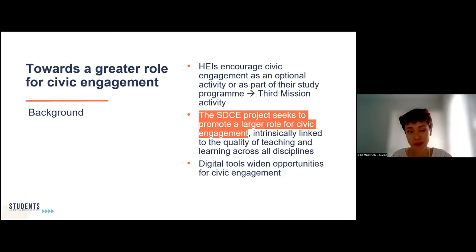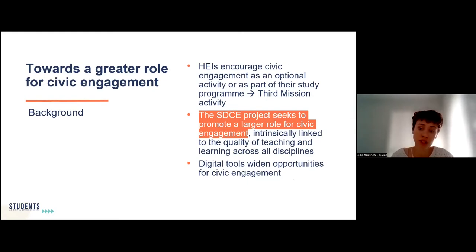This is the team. And now I would like to give you a little bit of background about the context in which the project was developed. Higher education institutions encourage civic engagement as an optional activity, as part of extracurricular activity, or as part of their study programs, and then allow students to earn credits. But it's mostly done as part of the third mission of the universities.